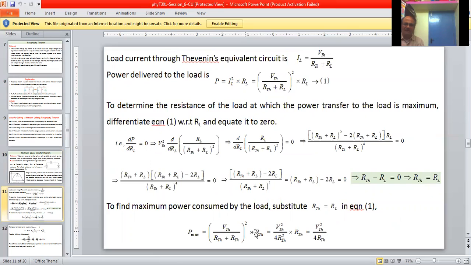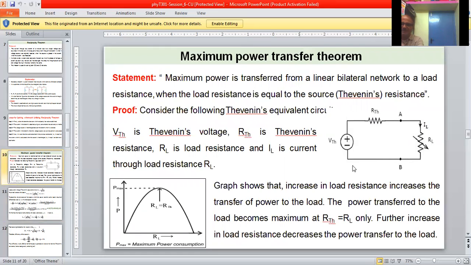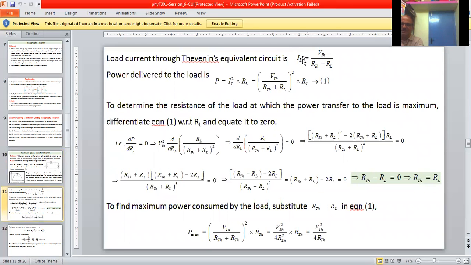And here the derivation is there. The load current through Thevenin's equivalent circuit, IL, is equal to VTH divided by RTH plus RL. This is written from this Thevenin circuit. Just apply Ohm's law here. RTH is there, RL is there, and these two are in series. So the total resistance of the circuit is RTH plus RL, and this is the voltage, and this is the current. Just apply Ohm's law, and you will get this equation: IL is equal to V by R. So IL is equal to VTH divided by RTH plus RL.